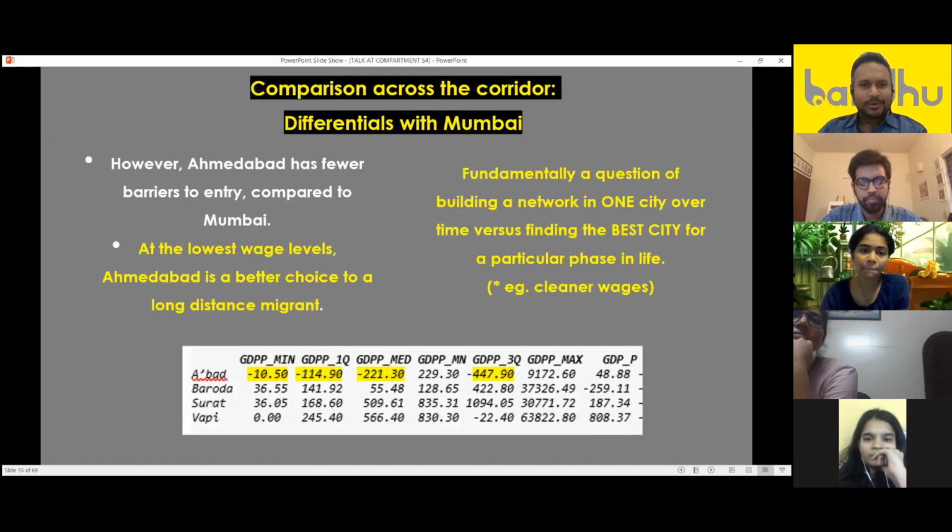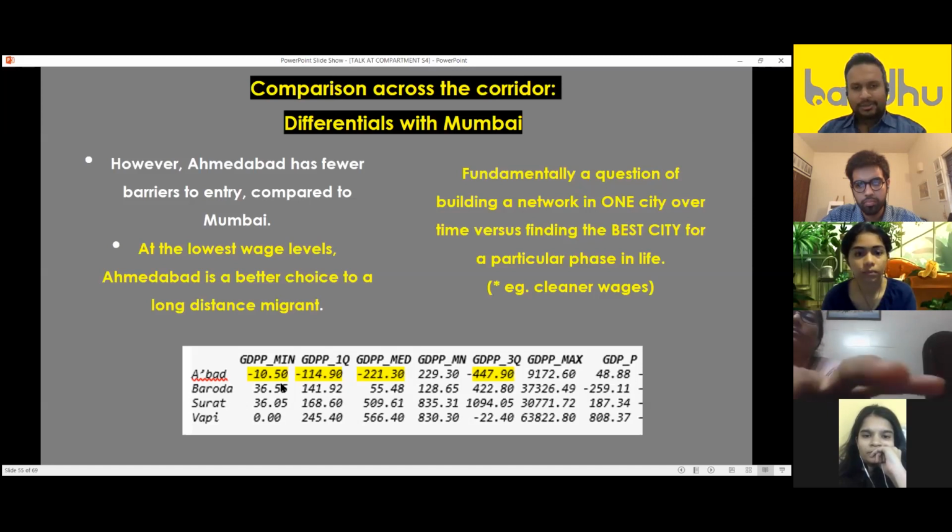Tying it back to what it really means for the migrant worker, I'm saying all migrant workers are not the same, and not every life situation at any point of time is the same. The same migrant worker will have a different life situation when he's 17, when he's 25, when he's 30. This study clearly showed that for a low-income worker in the early stages of his career, he or she will save more in Ahmedabad than in Mumbai for the early years. But as they progress, maybe they should go to Mumbai.